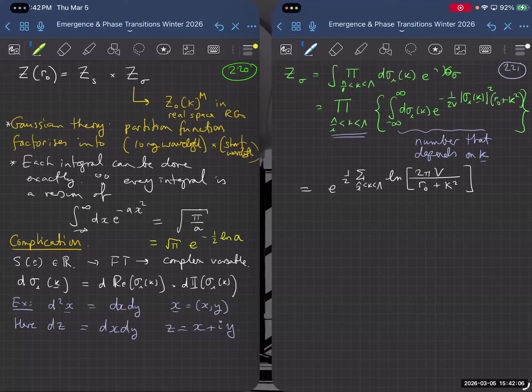So remember, well, if I have, let's suppose I have a complex number, e to the minus z squared, which is what I have over here. Okay, so that is equal to e to the minus x squared plus y squared, which is e to the minus x squared, e to the minus y squared.